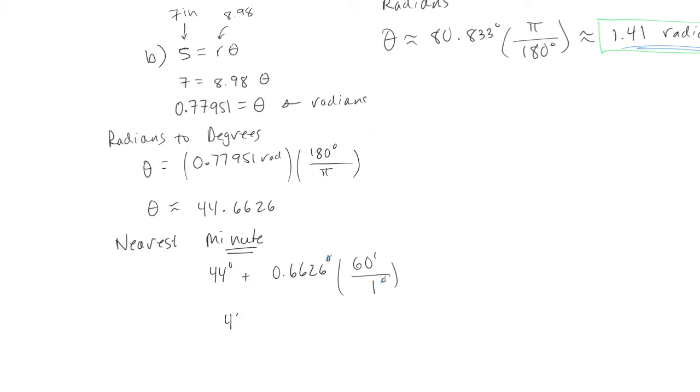Okay, and I get 44 degrees, and that is about 39.756. So I'm going to round that up to 40 minutes. So it would be 44 degrees, 41. Oh, whoops. That is 40 minutes. And that is my theta.